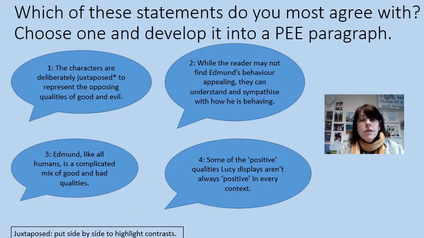There are 4 statements about Edmund here, and I'd like you to choose the statement that you most agree with. Number 1, the characters are deliberately juxtaposed to represent the opposing qualities of good and evil. To juxtapose means to put things side by side so that you can see the difference between them very easily. So you've got Edmund being put side by side with the other children, with Lucy in particular, and those different qualities then stand out very obviously between the 2 characters, don't they?